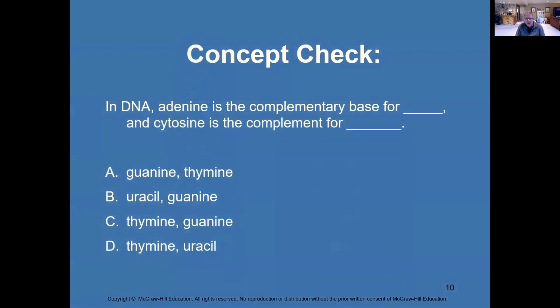Okay, here's your first concept check question. In DNA, adenine is the complementary base for what? While cytosine is the complementary base for what? What do you think? A opposite what and C opposite what? Well, if you said T and G, you were correct. A opposite T and C opposite G.